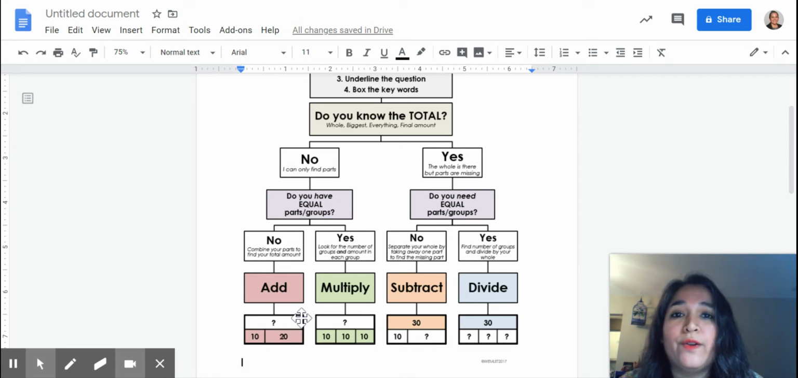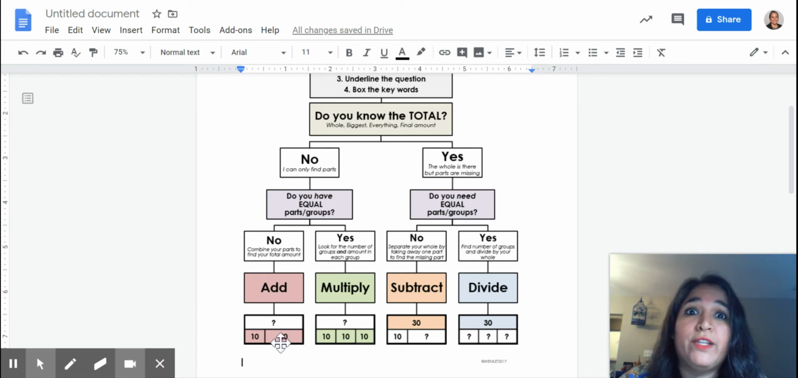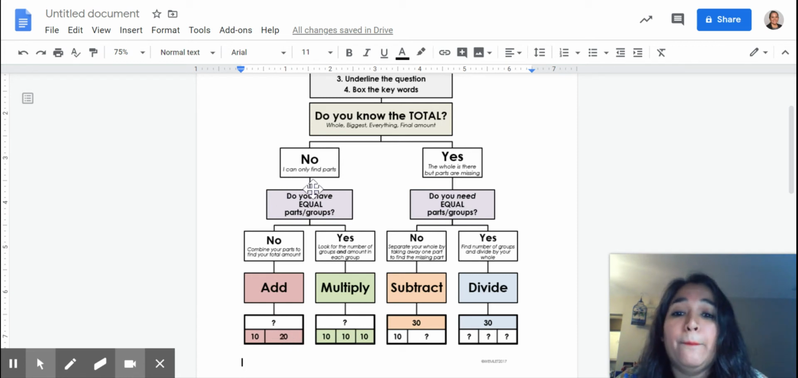I don't have a total and I have two parts with different amounts on it, or maybe more than two parts. But if I do have equal groups, then I look for the number of groups and the amount in each group and I multiply. So I don't have a total, but I do have equal groups with the same amount in each. So then that's what my strip diagram will look like.